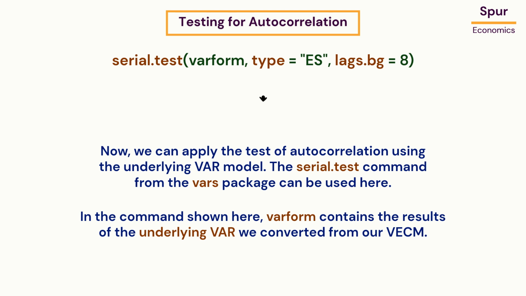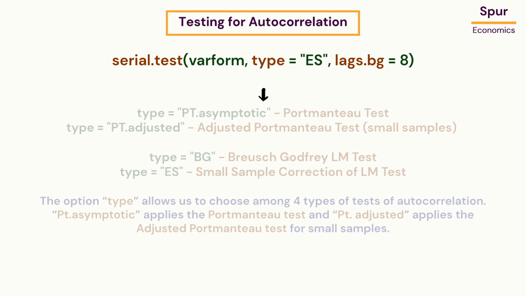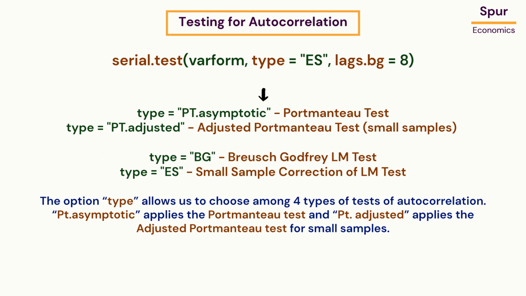The serial.test command from the vars package can be used here. In the command shown here, var form contains the results of the underlying VAR we converted from our VECM. The option type allows us to choose among 4 types of tests of autocorrelation. PT.asymptotic applies the portmanteau test and PT.adjusted applies the adjusted portmanteau test for small samples.